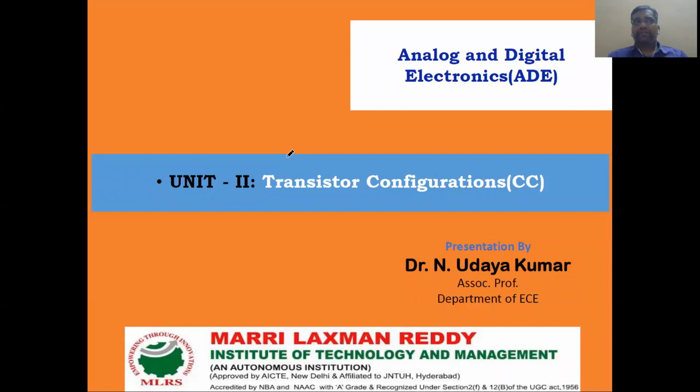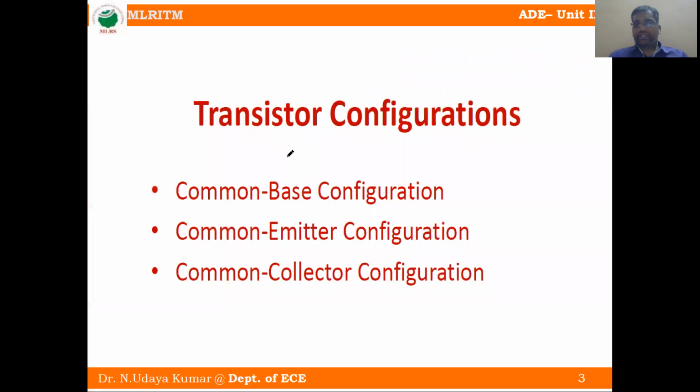Beta will be in the range of 20 to 500, and we also saw the input characteristics and output characteristics, and also found the input resistance and output resistance. We saw the different modes of transistor operation like saturation region, cutoff region, and active region. So these are the different modes of transistor configurations. Today we will see the other configuration.